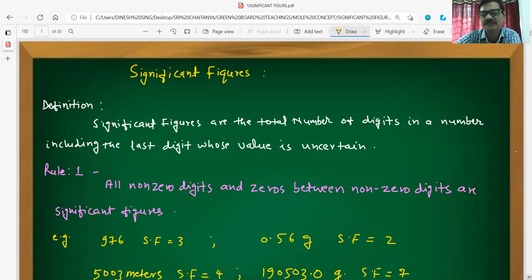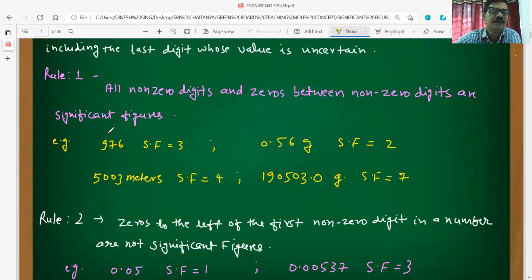For example, if we have this number 976, and in this number we have to determine the significant figures. Here total digits are 1, 2, 3. Total 3 digits are there and there is no zero. So therefore the significant figures will be 3 here.